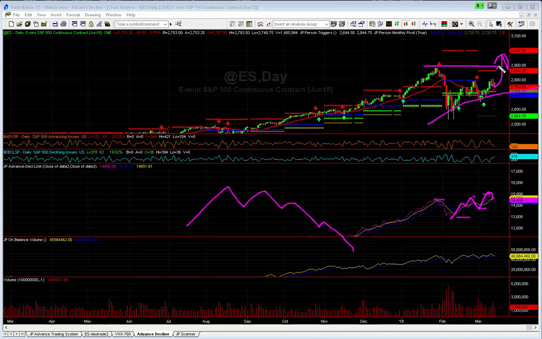Now, all this is predicated on A, the market supports, B, it doesn't break down any further. And then finally, we've got to look at the condition of the market to make sure that the breadth of the market does not break down and volume doesn't start to really move lower.